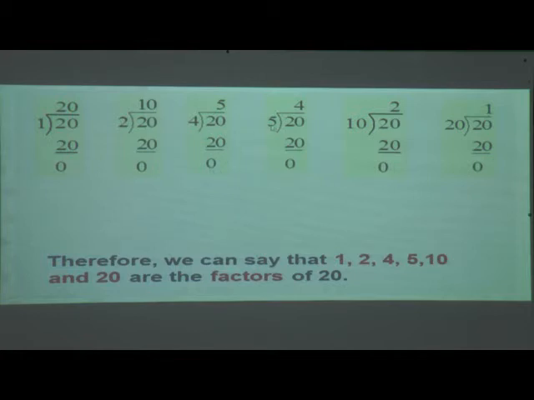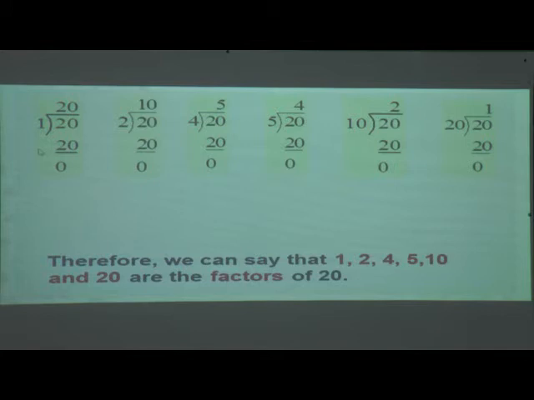Let us take the next number. 20 divided by 5, 5 4s are 20. The remainder comes 0. 20 divided by 10, 10 2s are 20. The remainder is 0. And last is 20 divided by 20. 20 ones are 20. The remainder is 0.